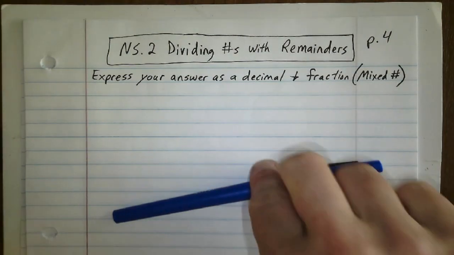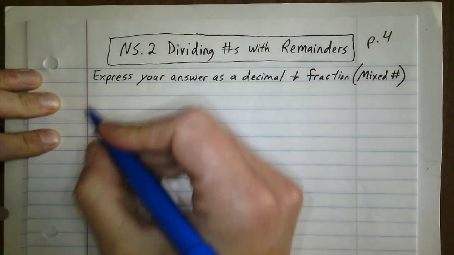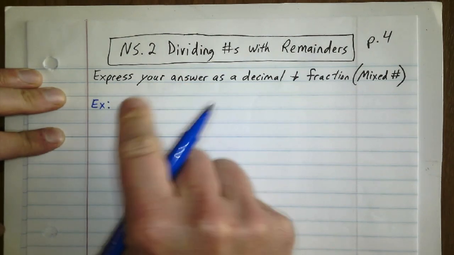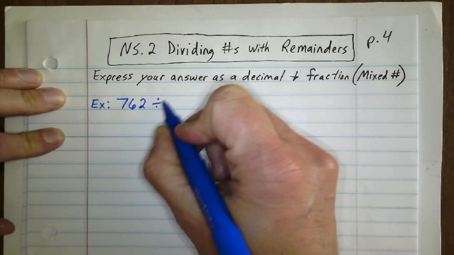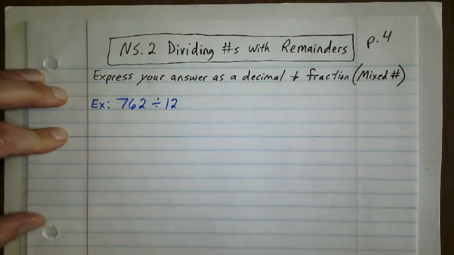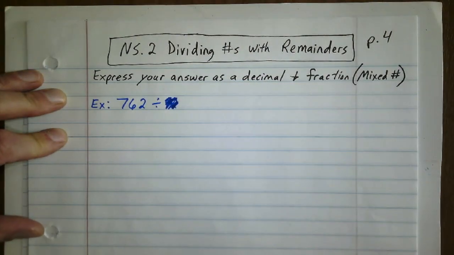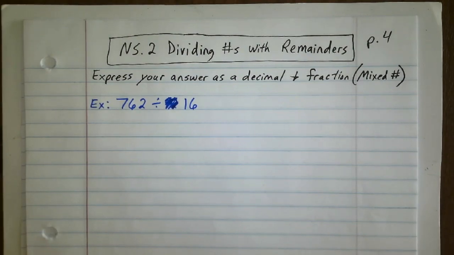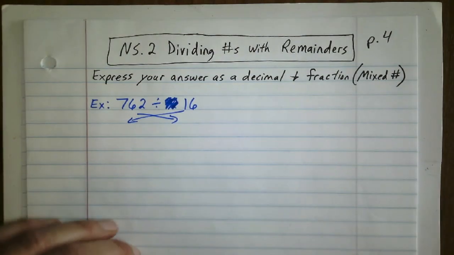So I'm going to switch colors to the other color in my notes. Remember, if I go too fast, you can always pause. The first example, I want you to skip a line in your notes here and write 762 divided by 16. I've already messed up at first, apologize for that. And you remember when we're dividing, the first number goes in and the second number goes out.